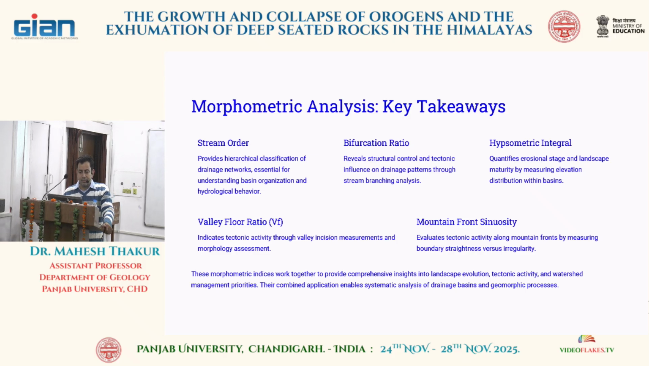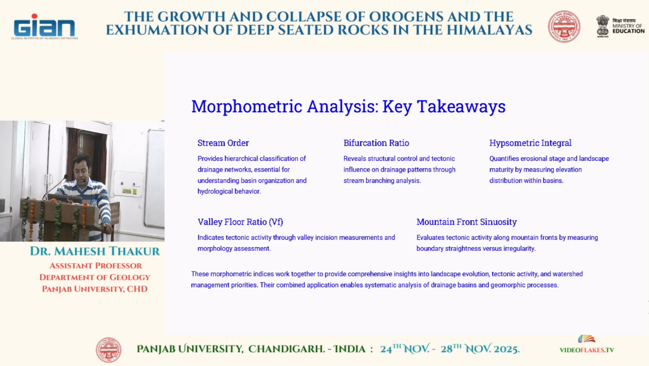So, morphometric analysis key takeaways: stream order provides hierarchical classification of drainage networks, essential for understanding basin organization and hydrological behavior. Bifurcation ratio reveals structural control and tectonic influence on drainage patterns through stream branching analysis. Hypsometric integral identifies erosional stages and landscape maturity by measuring elevation distribution within basins. And valley floor indicates tectonic activity through valley incision measurements and morphology assessment.